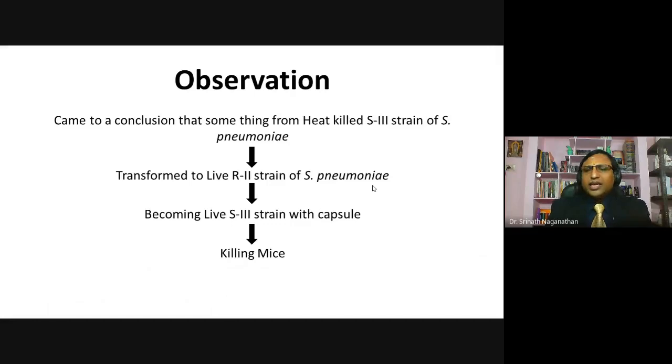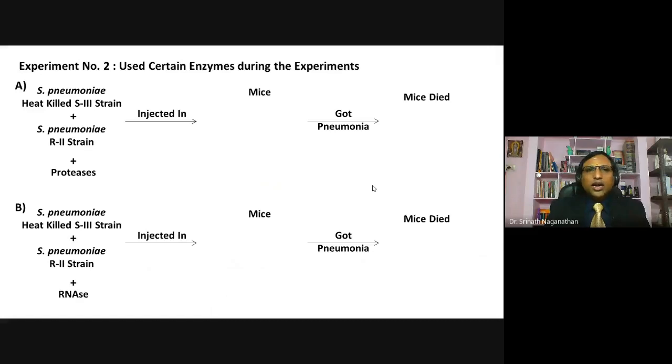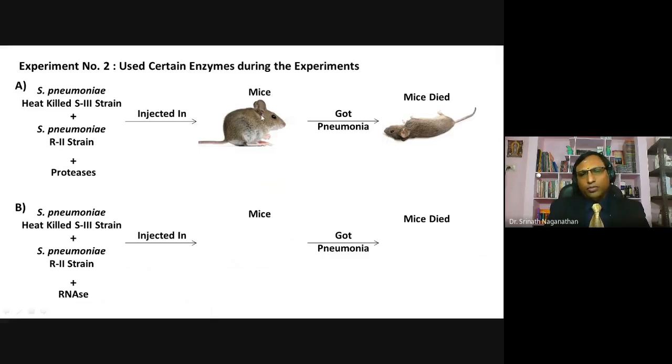To prove whether it is protein, RNA, or DNA, they used another experiment in which they used various enzymes. In the first experiment, they used the heat-killed S3 strain plus the R2 strain of Streptococcus pneumoniae, along with an enzyme, proteases. When they injected it into the mice, they observed that the mice got pneumonia after some days and died. From this, they concluded that it is not the protein that is getting transformed.